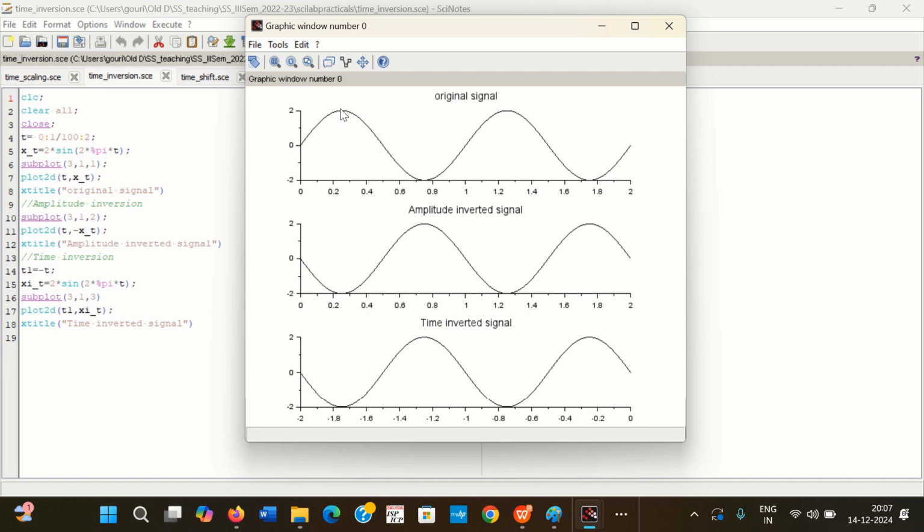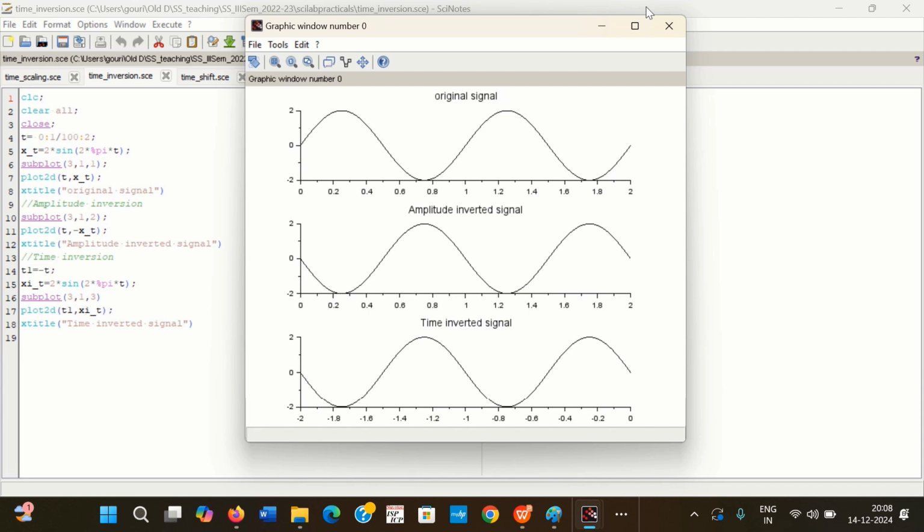Whatever was the positive peak in the original signal, now that peak is a negative peak in the amplitude inverted signal. Coming to the time inverted signal, you can see that the time axis for the original signal was starting from 0 up to 2, but now for this time inverted signal, the time axis starts from -2 and the last point is 0. That means you can visualize that around the y-axis the signal has been mirrored, or inverted along the y-axis. So this is the time inversion operation.